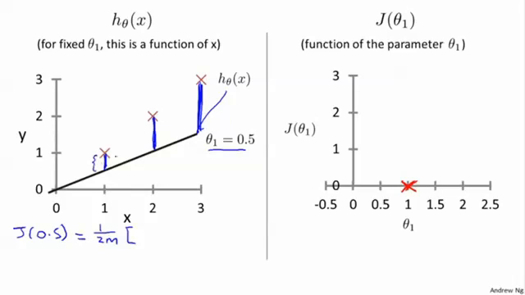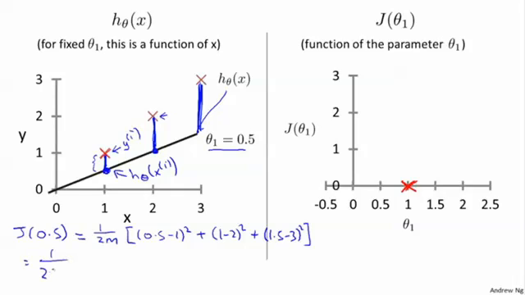Because this vertical distance, that's the difference between y_i and the predicted value h of x_i, right? So the first example, this is going to be 0.5 minus 1 squared, because my hypothesis predicted 0.5, whereas the actual value was 1. For my second example, I get 1 minus 2 squared, because my hypothesis predicted 1, but the actual housing price was 2. And then finally, plus 1.5 minus 3 squared. And so that's equal to 1 over 2 times 3, because m, my training set size, I have 3 training examples. And then that's times, simplifying the thing in parentheses, is 3.5. So that's 3.5 over 6, which is about 0.68. So now we know that J of 0.5 is about 0.68.